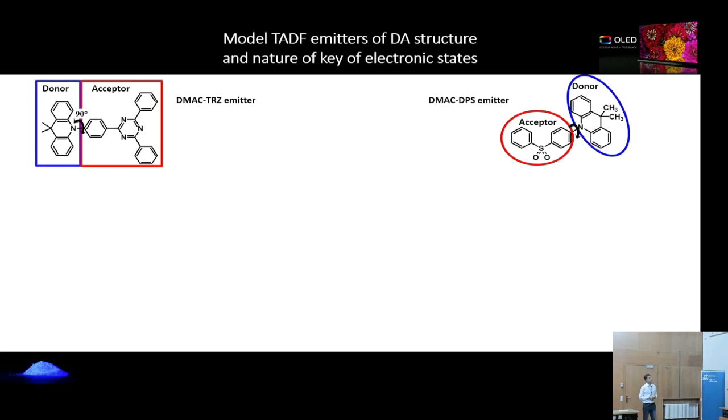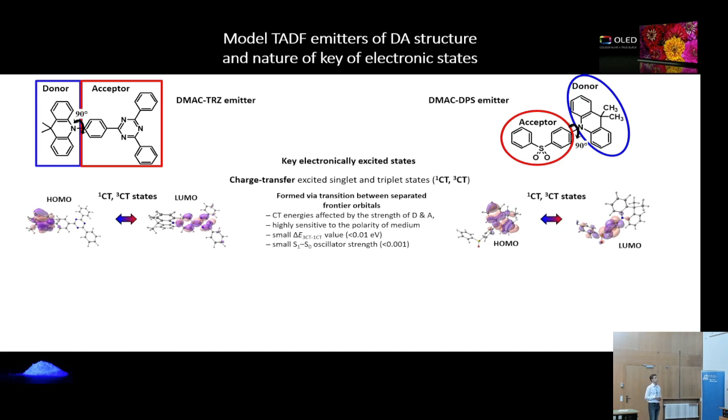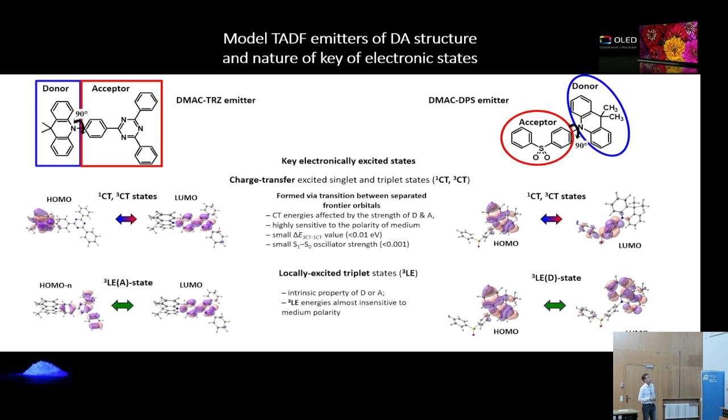And just a few words about the structure of the emitters. Basically, we have donor, acceptor. We can change these donors and acceptors. And the most important excited state has charge transfer nature. This means that they are formed by the transition from the HOMO and LUMO, which are separated spatially. The most important property of these transitions is that they are highly sensitive to the polarity of the medium. And due to the separation of HOMO and LUMO, we have a very small CT-CT energy gap, but very small oscillator strengths. And that's why, as it was said before, we need, for example, hyperfluorescence to use them in devices.